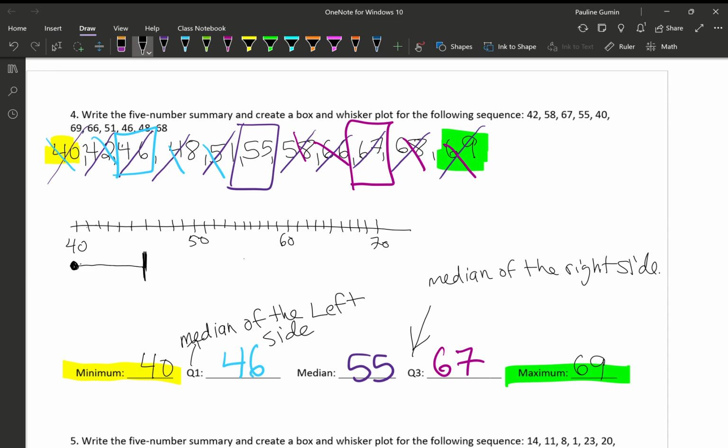1, 2, 3, 4, 5. There's a median, so that's part of my box. Q3 is 67. 1, 2, 3, 4, 5, 6, 7. And the maximum is 69, so this whisker is super small. There we go. Hey, you know what? That's not actually drawn bad.